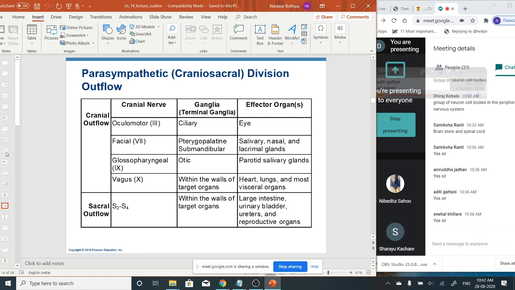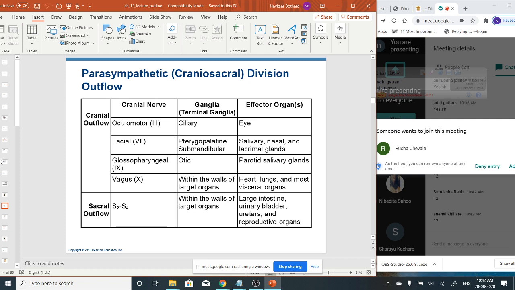How are these happening? Craniosacral means, always remember, it is parasympathetic. Cranial and sacral, both are parasympathetic. Cranial means they are coming from the brain, therefore we call it cranial. So these are various nerves, we call them cranial nerves. How many cranial nerves have you seen? Very good.